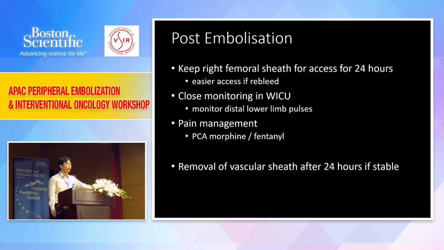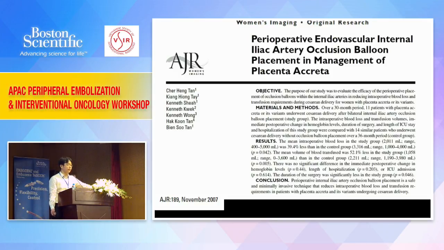Post-embolization, you can keep the right femoral sheath for up to 24 hours, and that allows you easier access if it rebleeds. There is no need to keep the left groin sheath, just keeping the right side is enough. Close monitoring in the woman's ICU, and of course, because you're putting a sheath in, make sure you run in some normal saline, about 1 ml per minute, and monitor the distal pulses, and of course the regular pain management. And if the patient is stable, we can always remove the sheath 24 hours later.